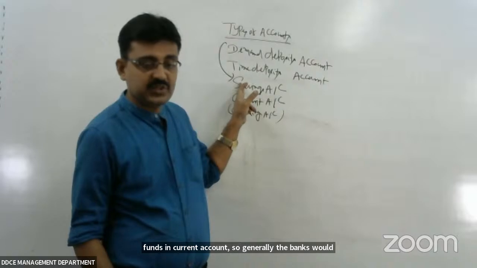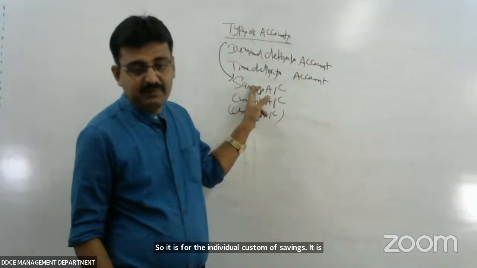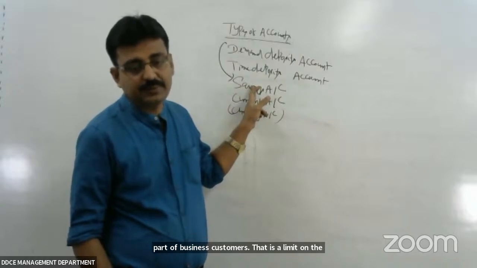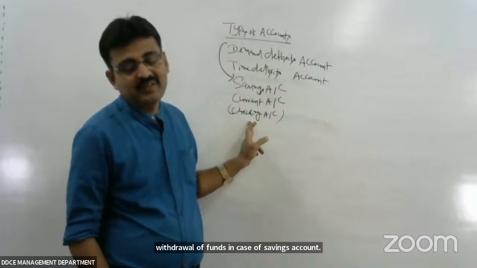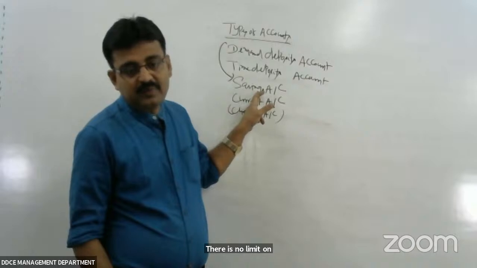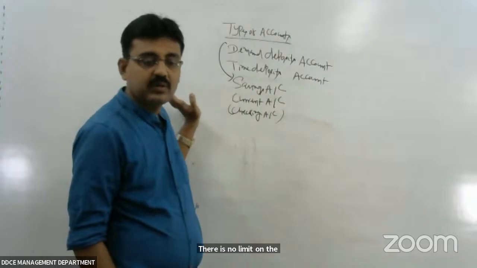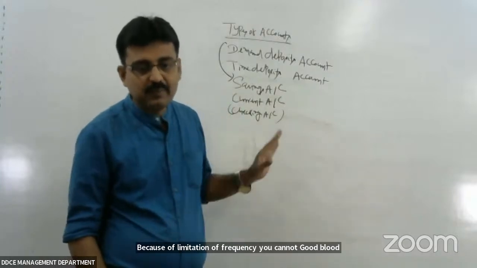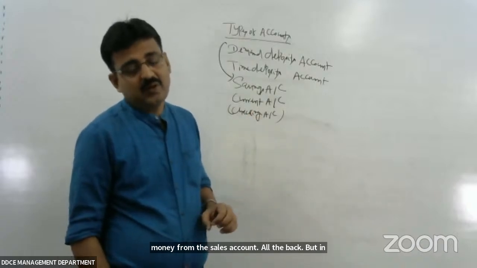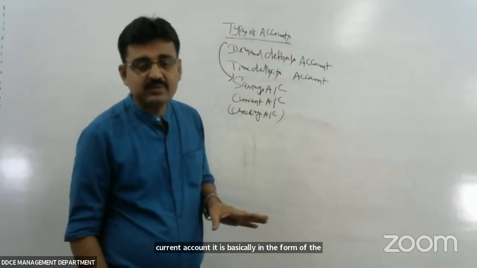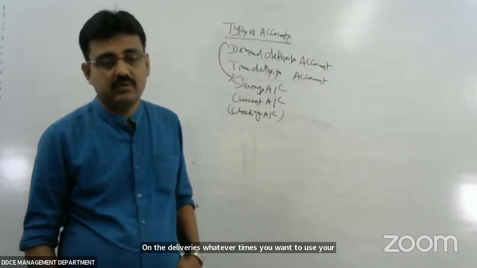So it is for individual customer savings, it is for business customers. There is a limit on the withdrawal of funds in a savings account. There is no limit on the withdrawal of funds in a current account. Because of the limitation of frequency, you cannot withdraw money from your savings account all the time. But a current account is basically a running account. On a daily basis, whatever times you want to use your current account for transaction purposes, you can use it.